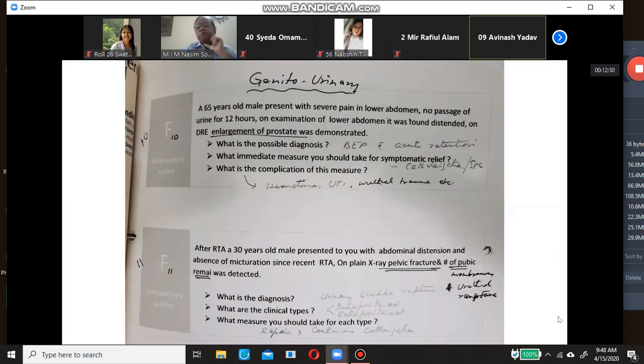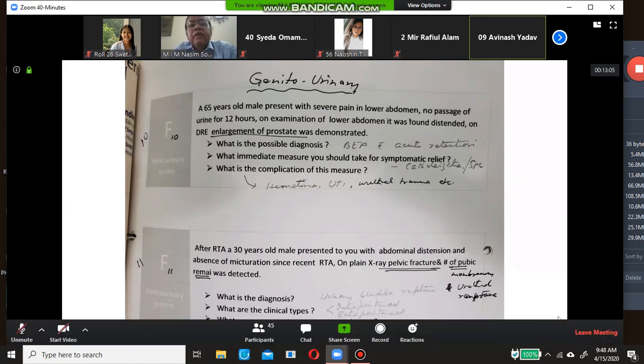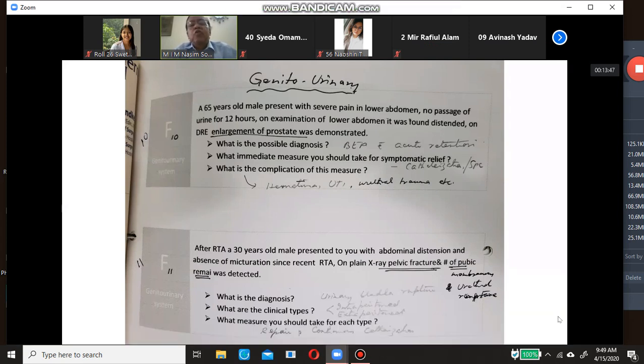A 65 years old male presents with severe pain in the lower abdomen and no passage of urine for 12 hours. On examination, the lower abdomen was found distended, and on DRE, enlargement of the prostate was found. I mean, there's a swelling in the lower abdomen indicating a full bladder, and he cannot pass urine for the last 12 hours. So there is acute retention.